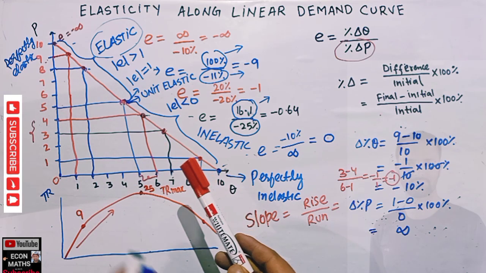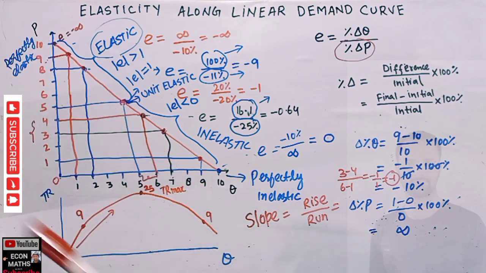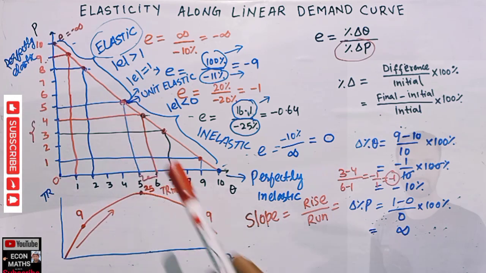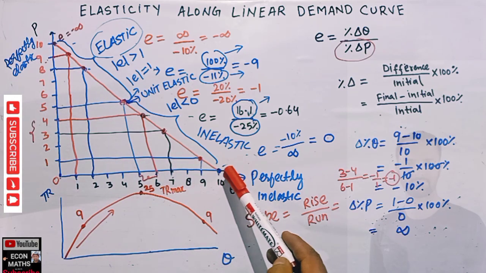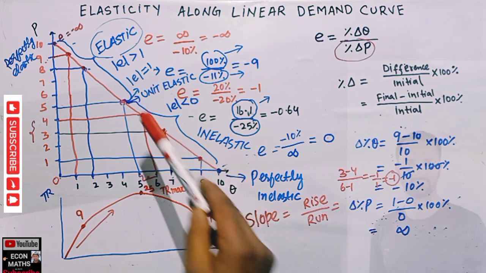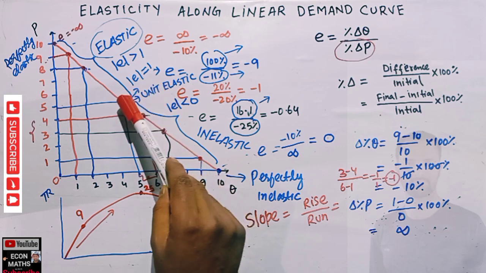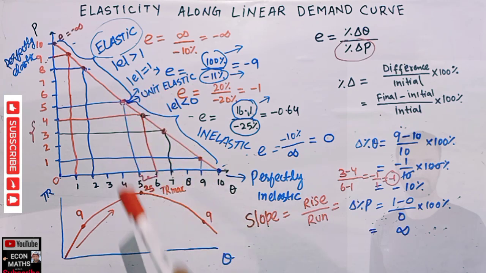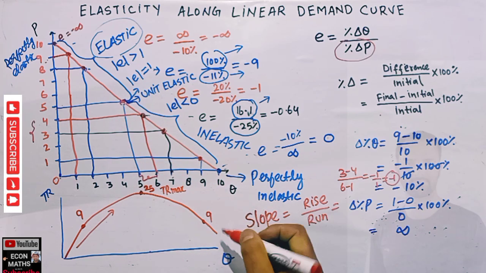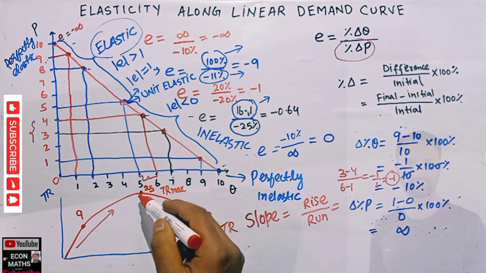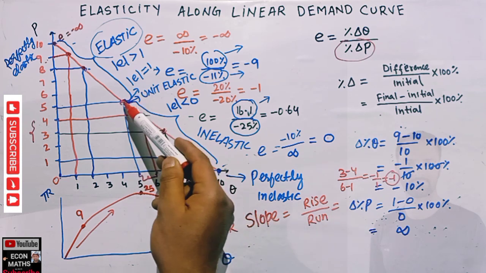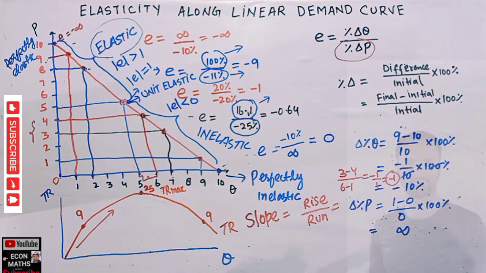So the upper half segment is more elastic, the lower half segment is inelastic, less elastic, and at this midpoint we have unit elastic demand. Corresponding to this, we have total revenue maximum. So our total revenue is maximum at the point where we have unit elastic demand. I hope I make myself clear in this video. Thank you.